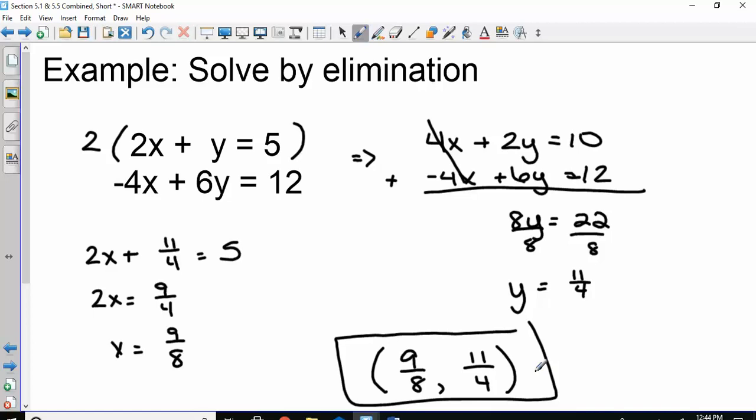So all of these systems so far have been consistent, independent systems. They were all two different lines. They did meet. We were able to get a solution. So far, so good? Let's look at this one.